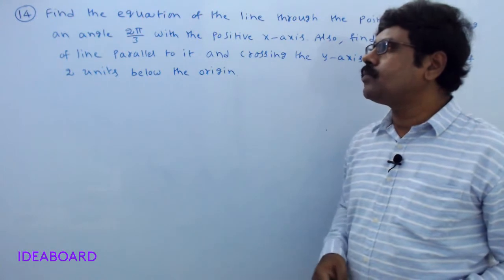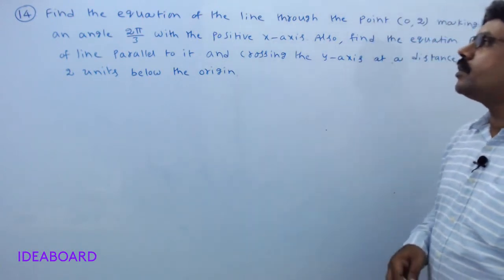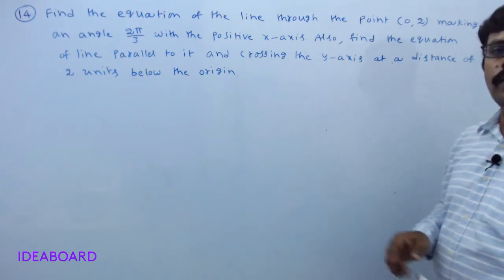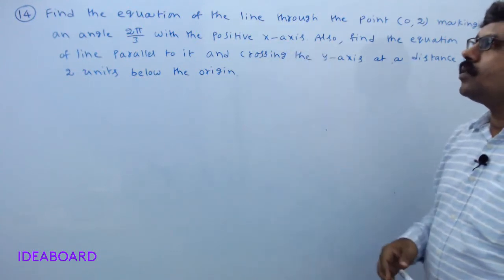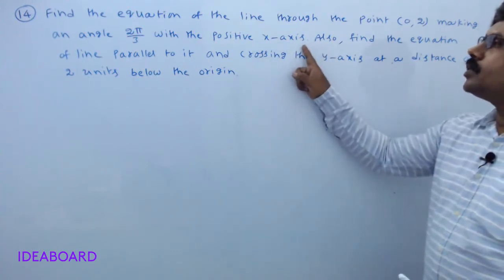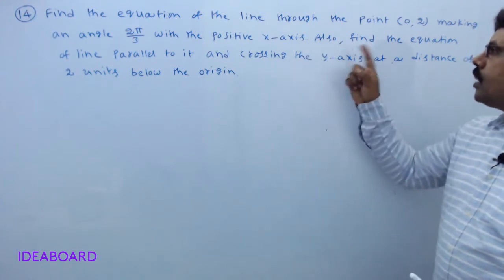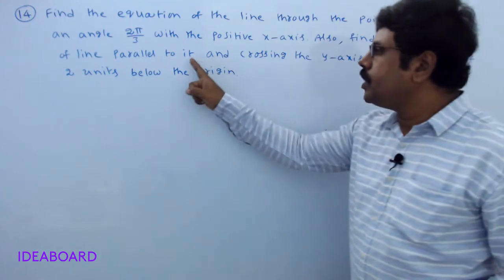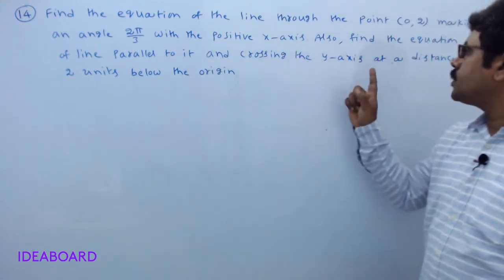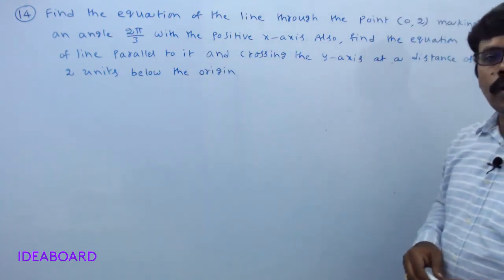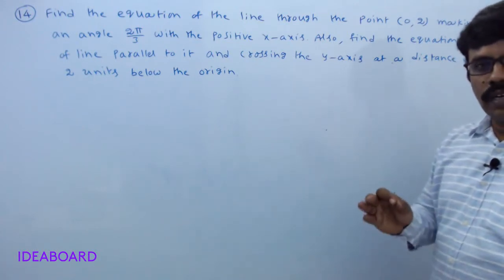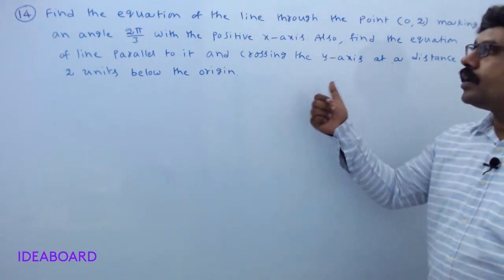Now see question number 14. Find the equation of the line passing through the point 0, 2, making an angle of 2 pi by 3 with positive x-axis. Also, find the equation of the line parallel to it and crossing the y-axis at a distance of 2 units below the origin. First, draw a rough diagram related to given data.